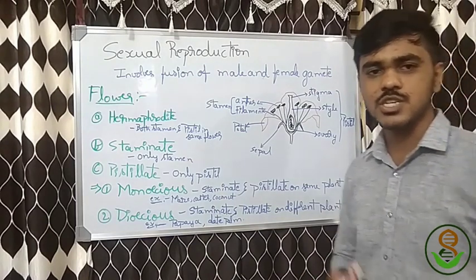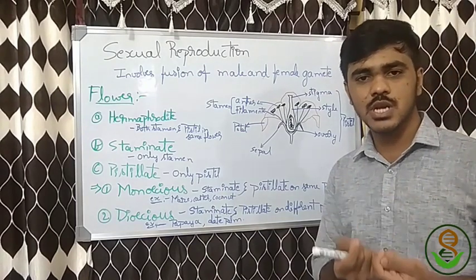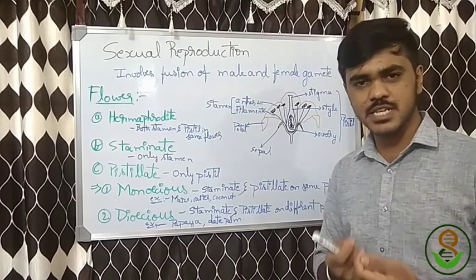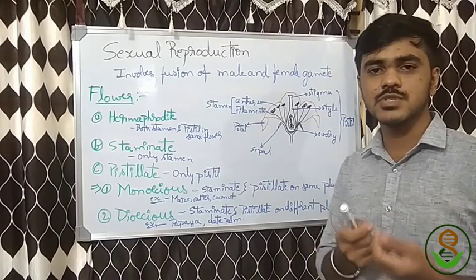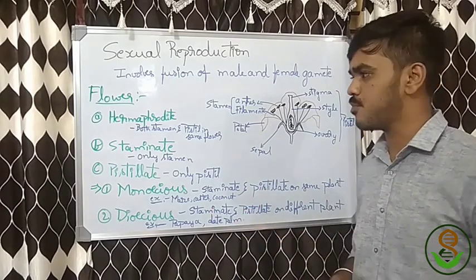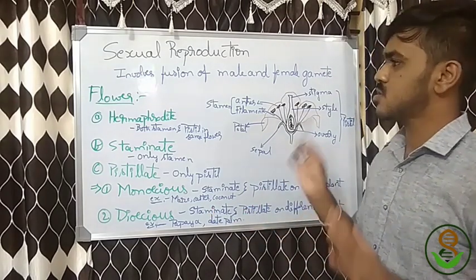Let's continue to the topic, that is sexual reproduction. What is sexual reproduction? Sexual reproduction means the fusion of male and female gametes takes place. After the fusion, it develops into a zygote and then into an embryo and so on. Okay, that's the sexual reproduction definition.